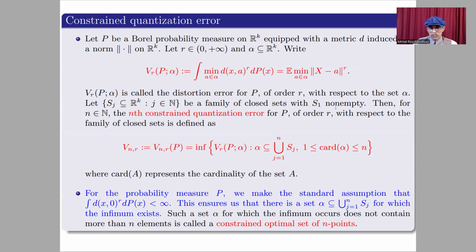Let S_j be a family of closed sets with S_1 non-empty. So this is our constraint. Then for n belonging to the natural numbers, the nth constrained quantization error for P of order r with respect to the family of closed sets is defined as follows. We calculate all possible errors V_{r,P}(alpha), where alpha is a subset of the union for j equal to 1 to n of S_j, and the cardinality of alpha lies between 1 and n when you are calculating the nth quantization error. And take the infimum of all those possible errors. Now look at that. Here alpha is not any subset of R^k. Alpha is coming from the union of S_j. This infimum is called the nth constrained quantization error.